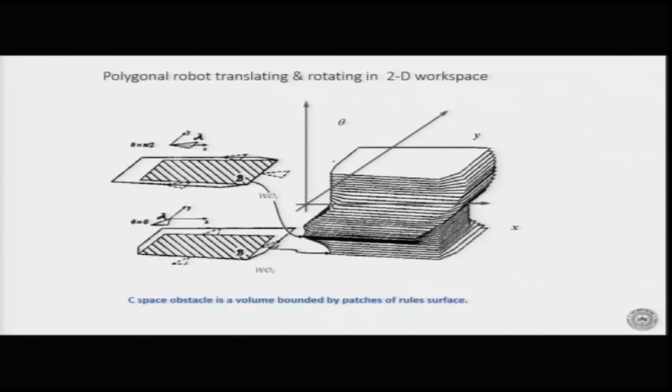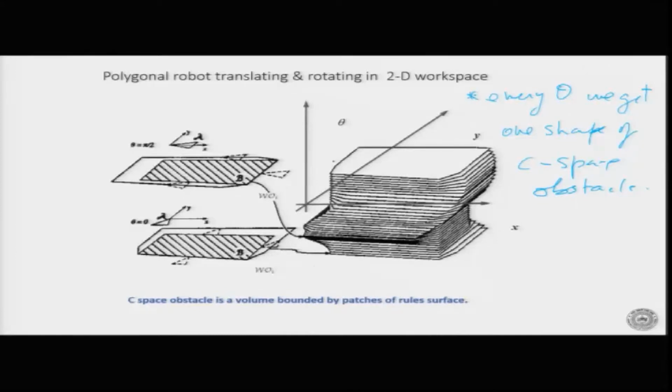So, if you proceed a little in this way, for every theta we get one shape of C space obstacle. Okay. So, if you stack them all one on top of another, what you will get is something like this. Let us say this is my x axis, that is my y axis, and this is my theta axis. Let us say it starts from 0 to 360 degrees.